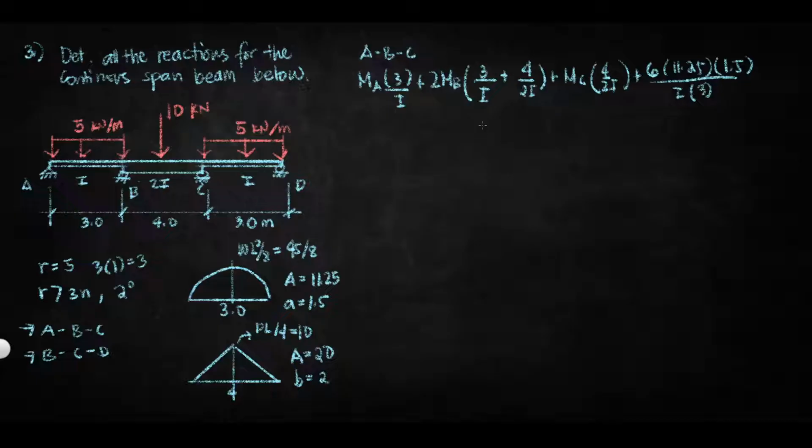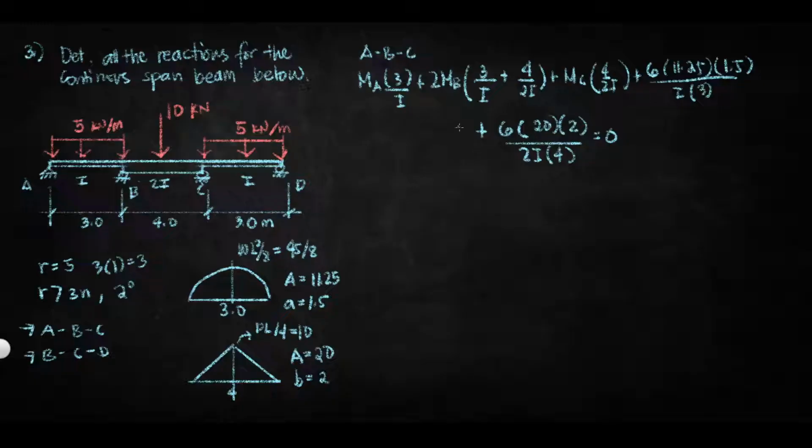Plus 6. Okay, area 2. That is 20 times distance, which is 2 meters, the B, over 2I times length is 4, which is equal to 0 kasi walang support settlement.